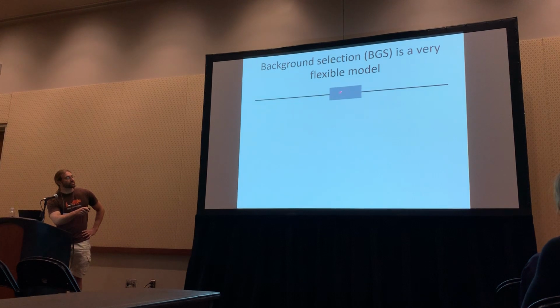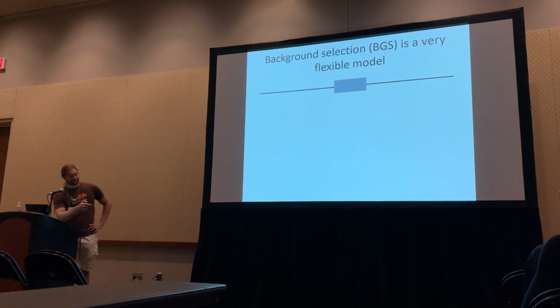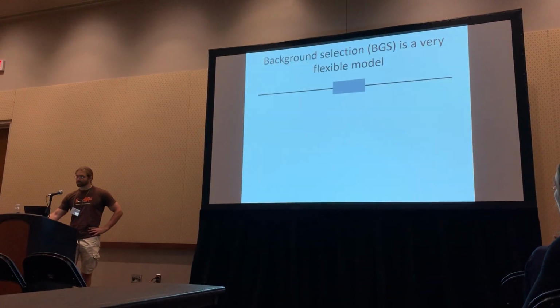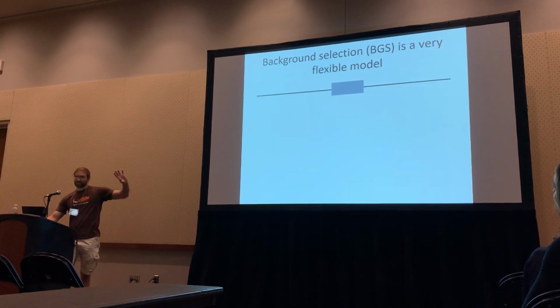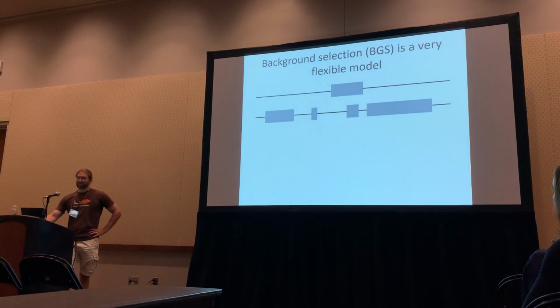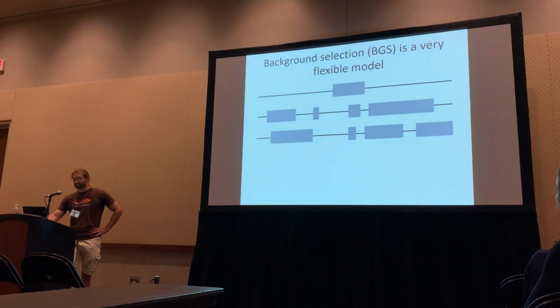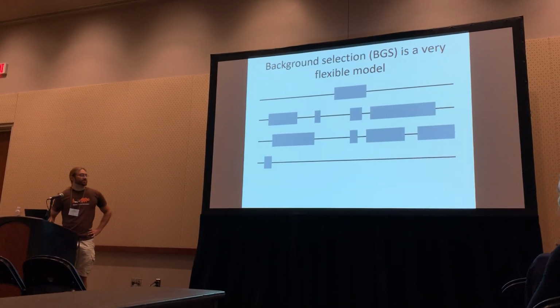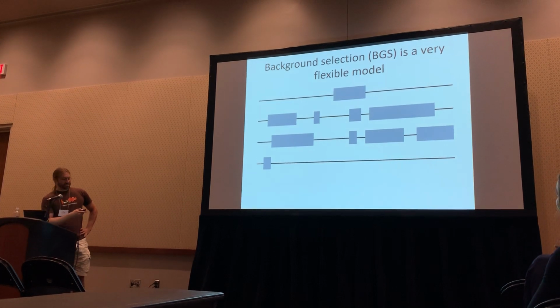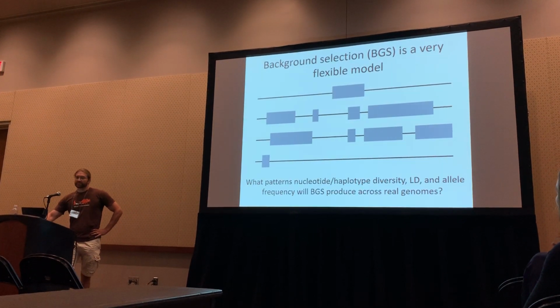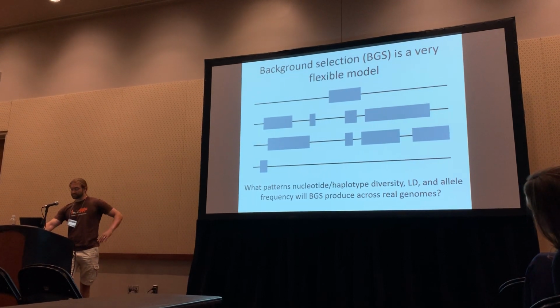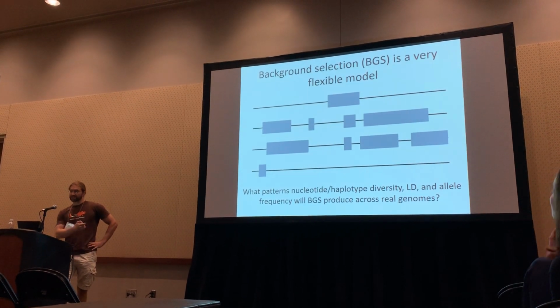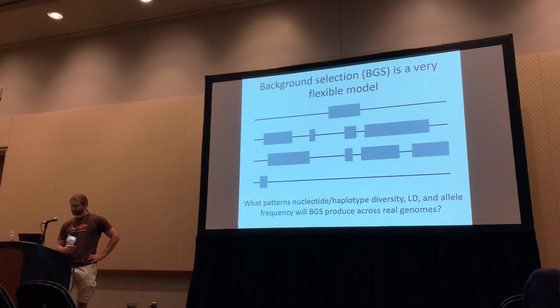So diversity is removed from the center, and then recombination eventually rescues it as you move further out. But in an actual genome, selected sites aren't always going to be arranged this way spatially. You may get things that look like this, or this, or this. So what is the expected pattern of diversity in the presence of background selection in an actual genome? And that's what I'm addressing today via simulation.